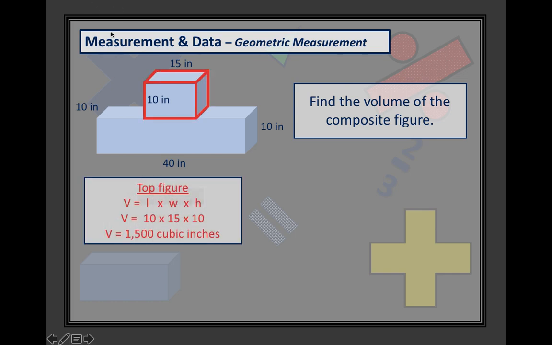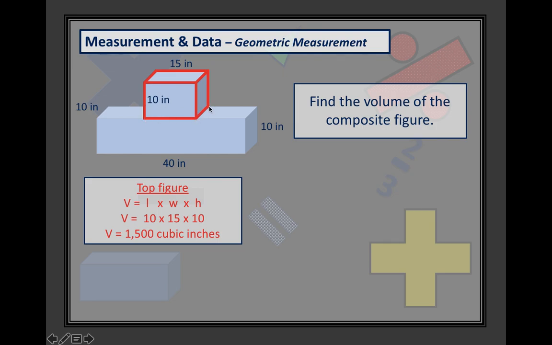If you look at the shape to the left, we can see there's a top figure and a bottom figure. I like to think about it as if you had blocks that you were building with, you could build this shape pretty easily. So the top figure, if you remember the volume formula of a rectangular prism, is length times width times height. We've got a length here of 10. It doesn't show us clearly, but I'll tell you how I got that in a moment. It has a width of 15 and a height of 10.